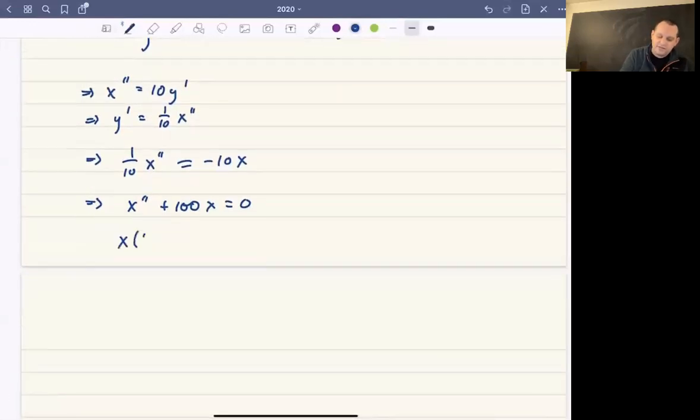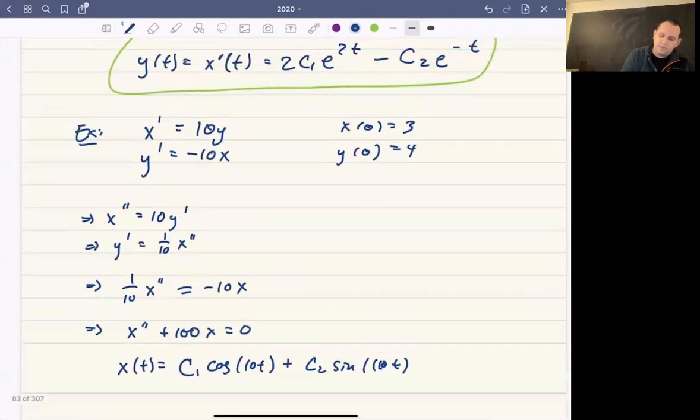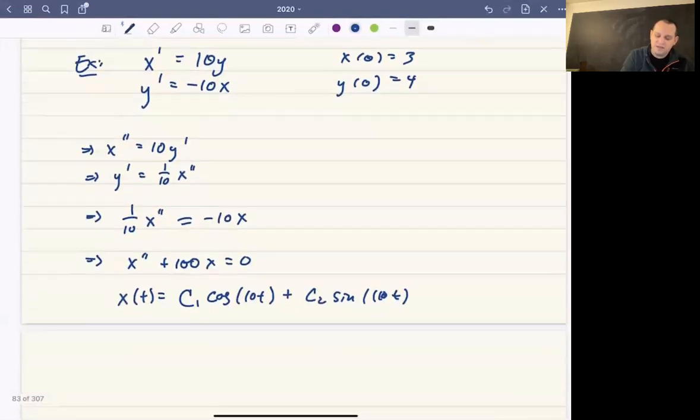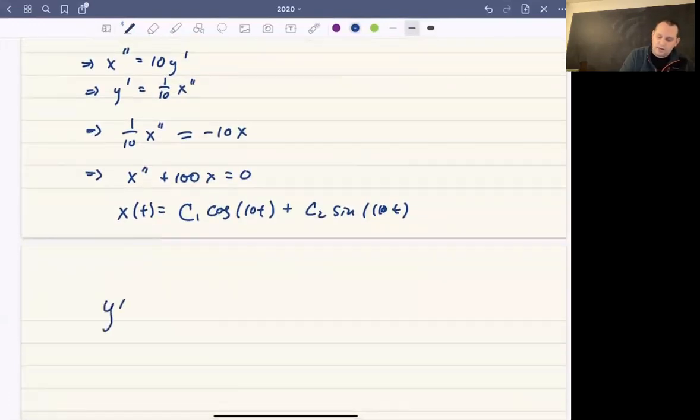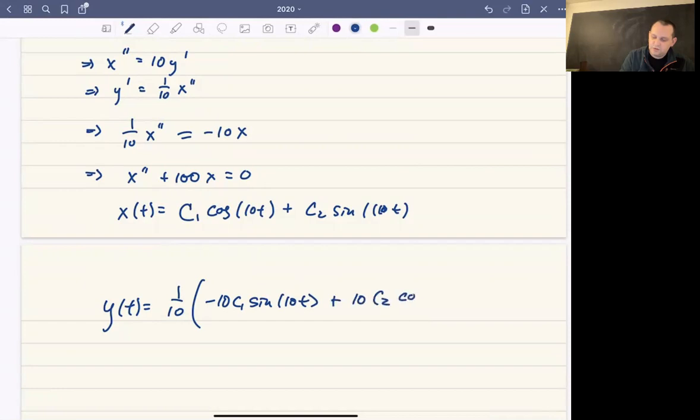And so therefore, x of t is going to end up being, as we know, this is r squared plus 100, which is going to have roots plus or minus 10i. So you're going to get c1 cosine of 10t plus c2 sine of 10t. And then remember that y is 1/10 x prime. So y is going to be 1/10 times x prime, and then we just have to differentiate x. So that's going to be negative 10c1 sine of 10t plus 10c2 cosine of 10t.